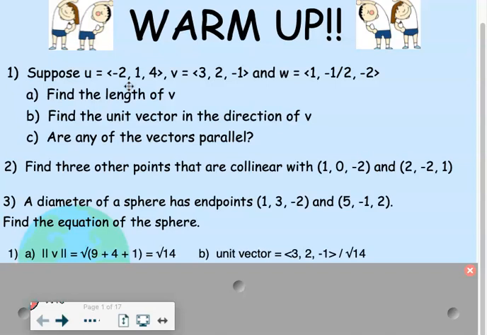Okay? So all that being said, yes, u and w are parallel because one's a scalar multiple of the other. We have such a big lesson, and I get on so many tangents.